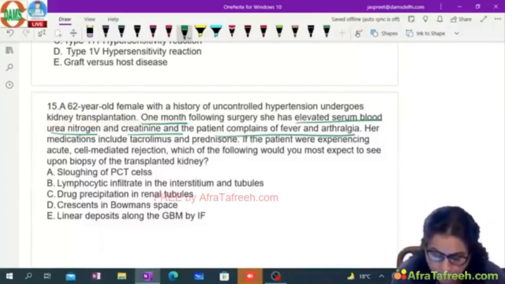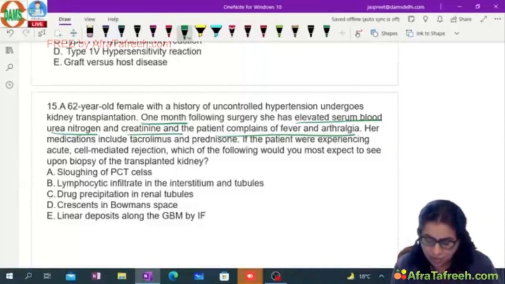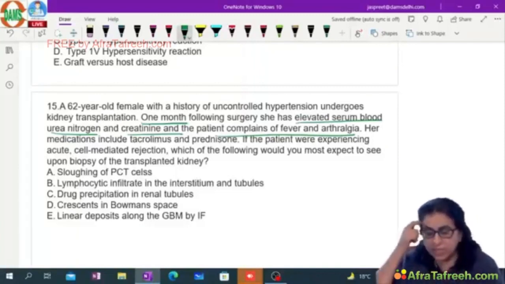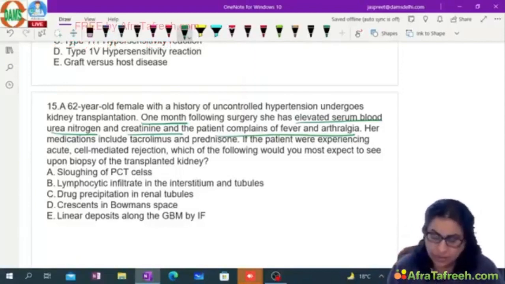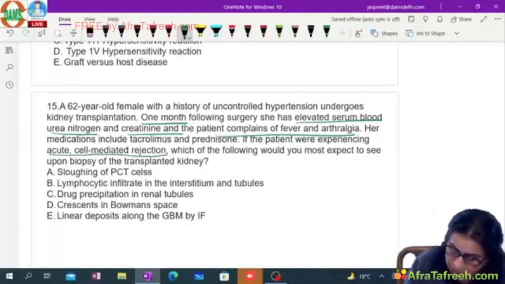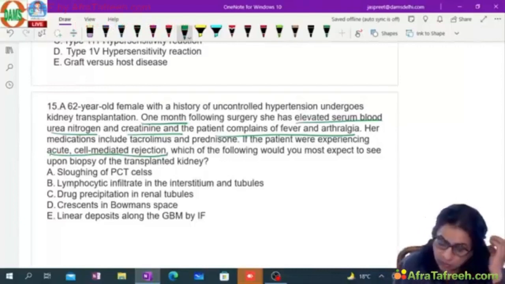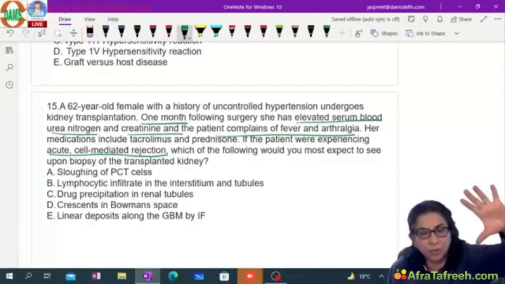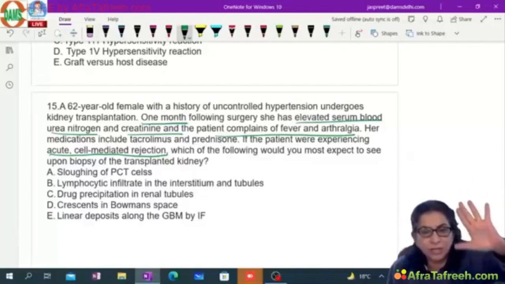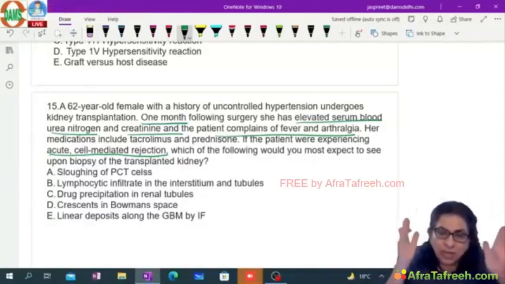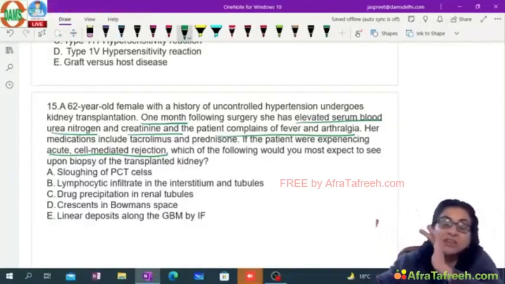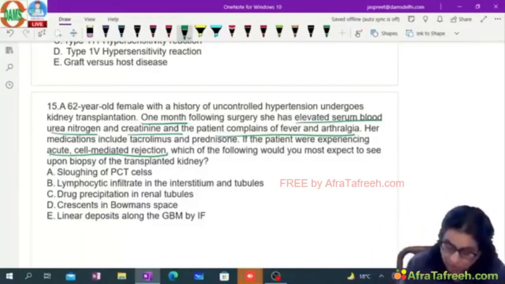So what will you see in the transplanted kidney? What is the answer to this question? Now this is acute cellular rejection. In acute rejection, I told you the microscopy. In acute rejection, what will you see? Number one, there is vasculitis plus interstitial infiltration by lymphocytes, very important.